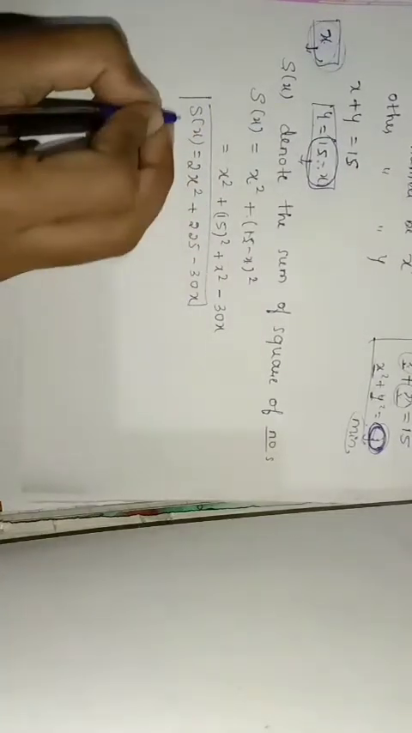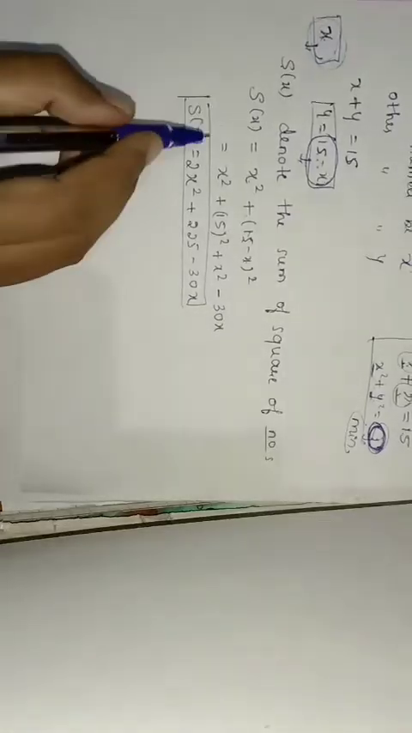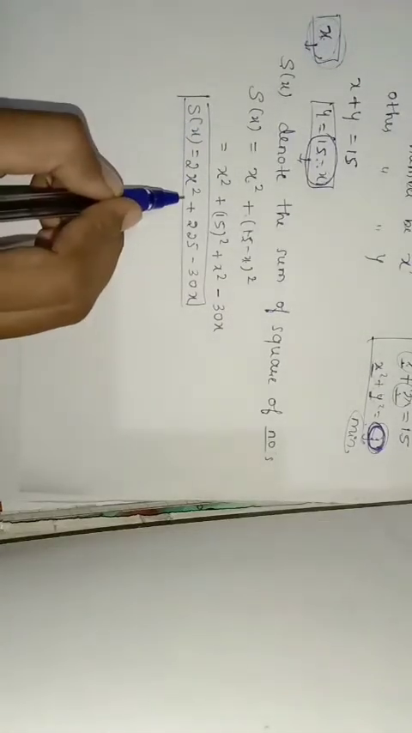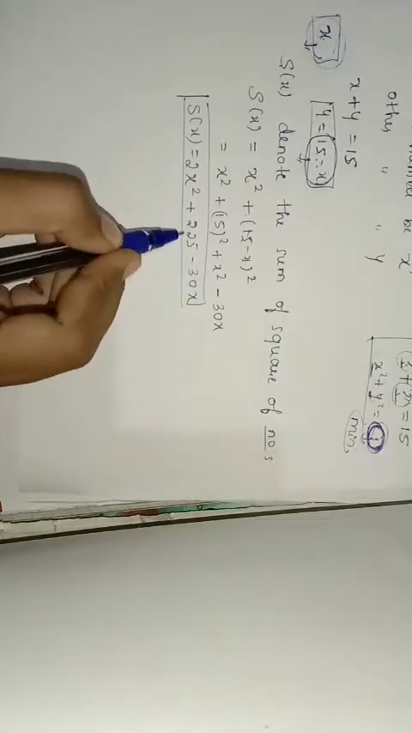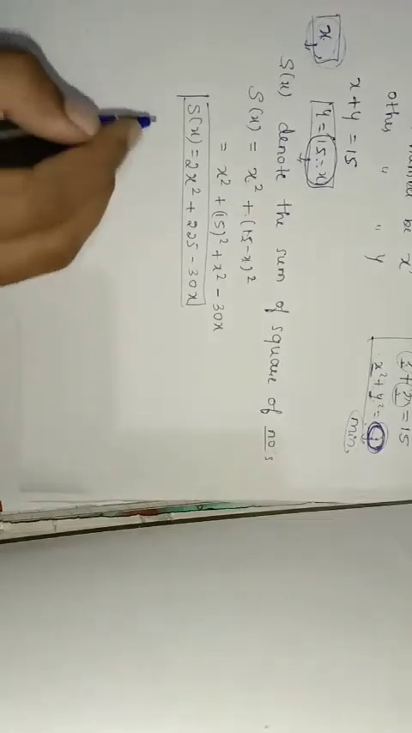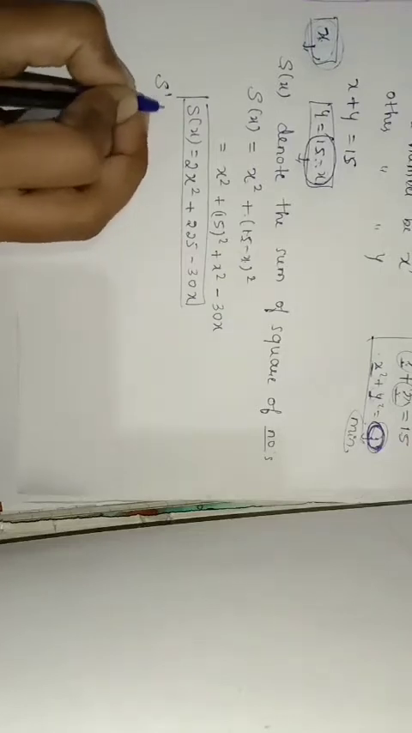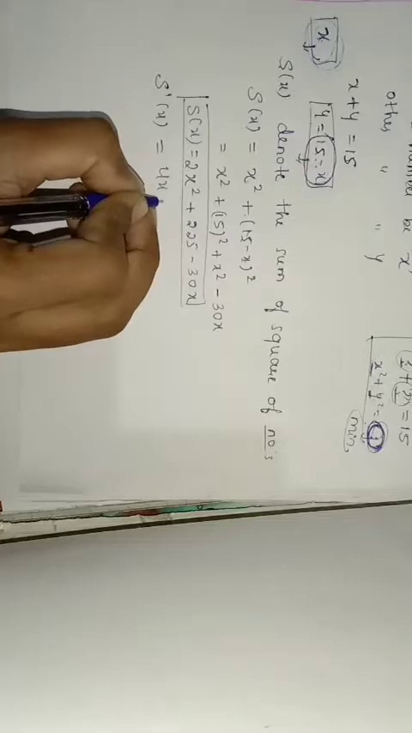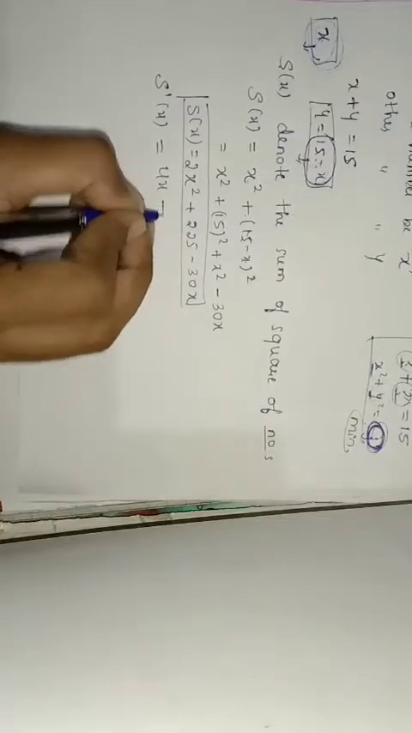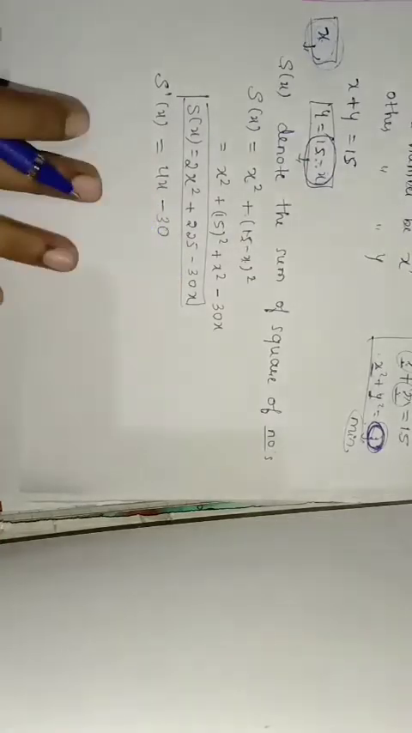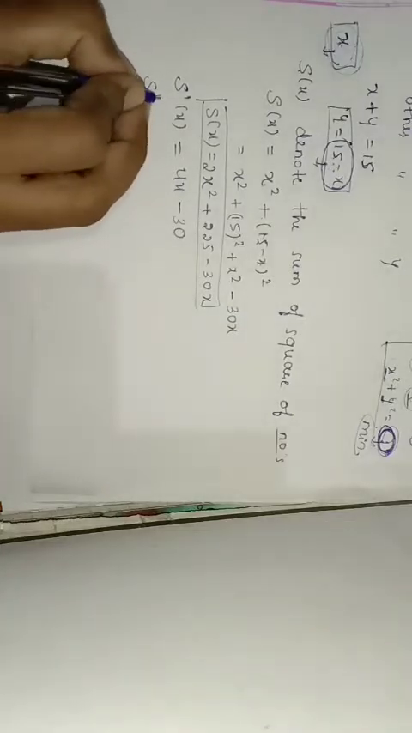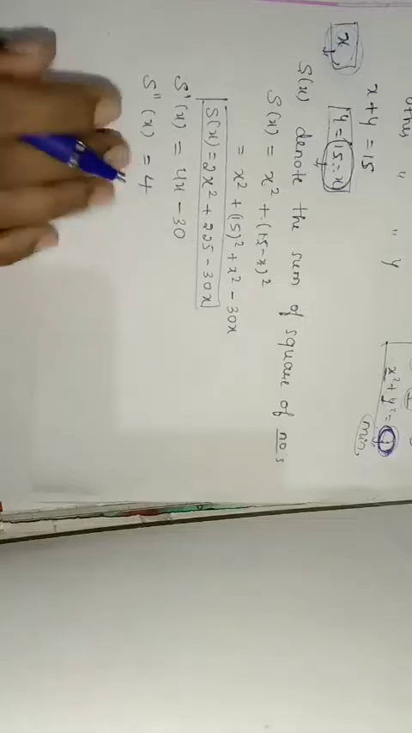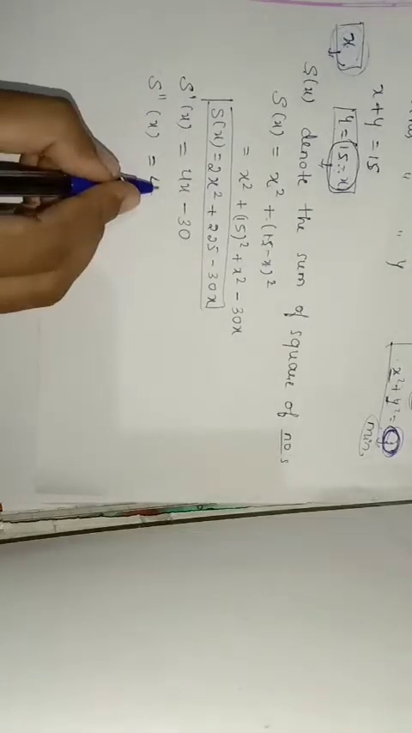In the previous problem we had a function f of x equal to this, but here we got a function S of x equal to 2x squared minus 30x plus 225. Now I will differentiate this equation. S dash of x becomes 4x minus 30. If you differentiate again, S double dash of x will be 4.